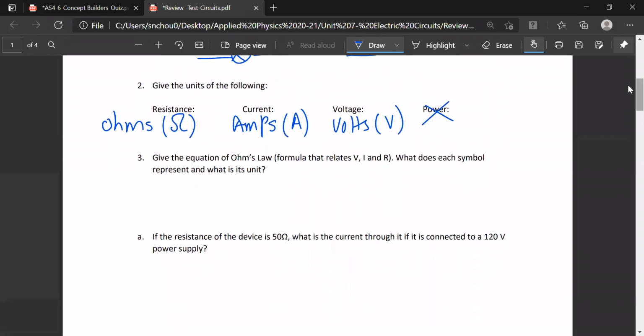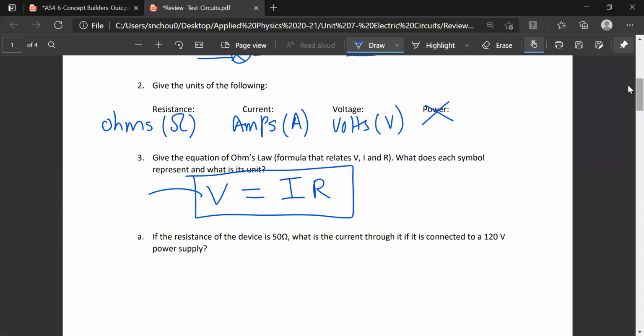All right, so the formula you need to know is Ohm's law. You need to understand what each symbol represents. So let's write it down first. V equals IR. That's the formula that relates voltage, that's your voltage in volts, to the current. I is used for current instead of C, because C is used for something else. And R is for the resistance. So that is Ohm's law.